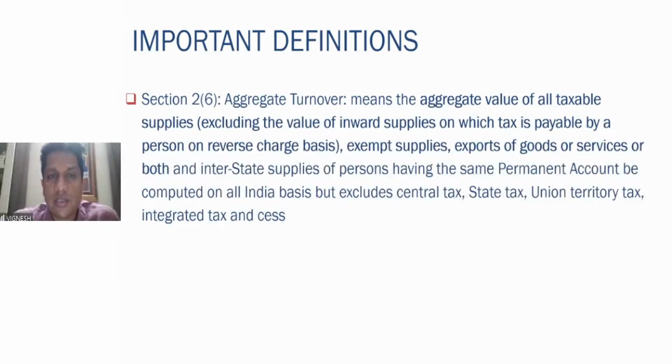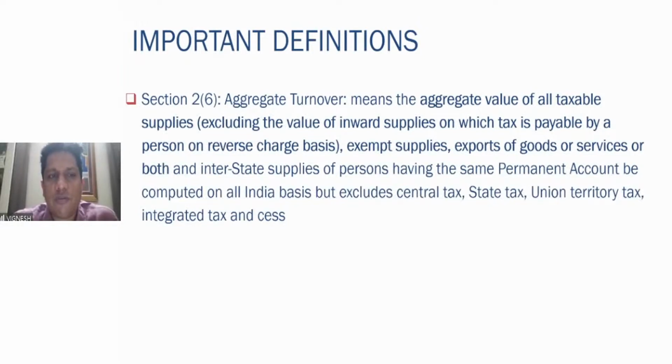Why are we looking at this definition now? Because we are going to cover the composition scheme in our session today, and for the composition scheme also, the aggregate turnover is defined. So how to calculate the aggregate turnover is defined in this particular section. It means aggregate value of all the taxable supplies, excluding the value of inward supplies on which tax is payable by a person on reverse charge basis. In this bracket point, we'll just come to it in 1 minute.